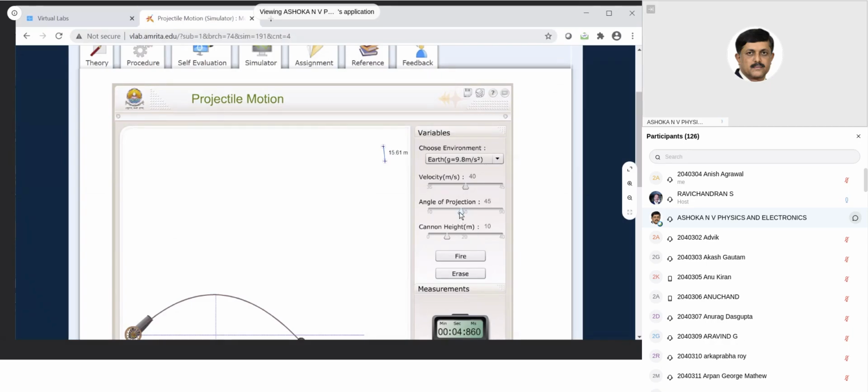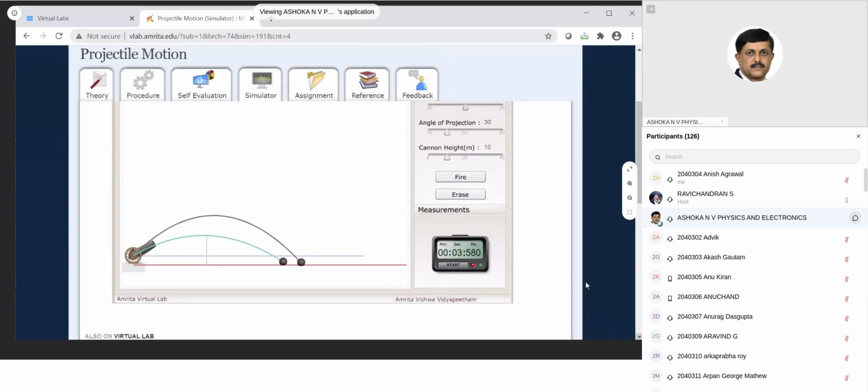I will make it 30. So if you keep the velocity the same, you will see a different angle of projection. 30, let me try. Velocity will be the same. If you erase this, it will go. If you want to keep this, I will keep it as such and fire again. You can see the path of the projectile for 30 degrees also. After that, we will erase.